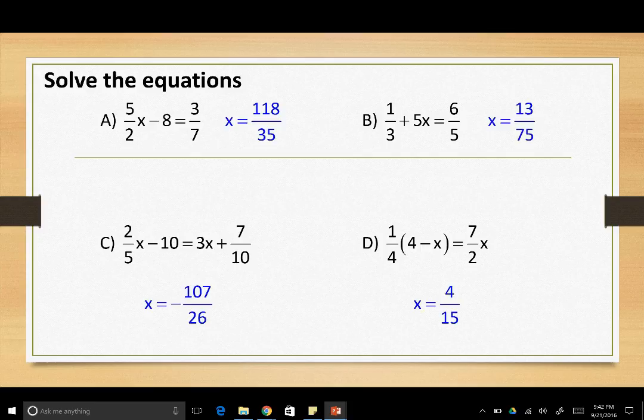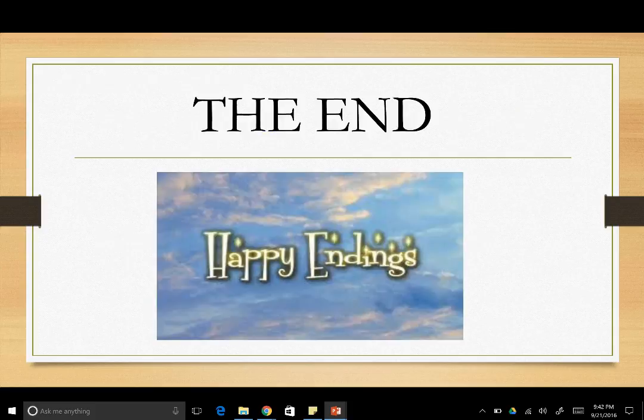So check those solutions there in blue, and let's see how you did. And if you got these, wonderful. If you didn't, please make note of that and come to class and ask questions. We want you to be successful, but we can't help you figure things out if you're not coming in and asking questions. If you do ask questions, all of your endings will be happy ones.